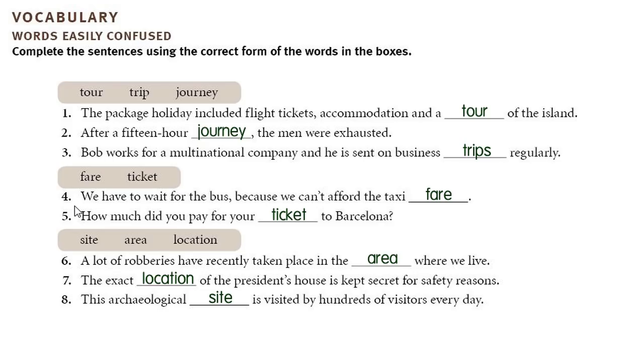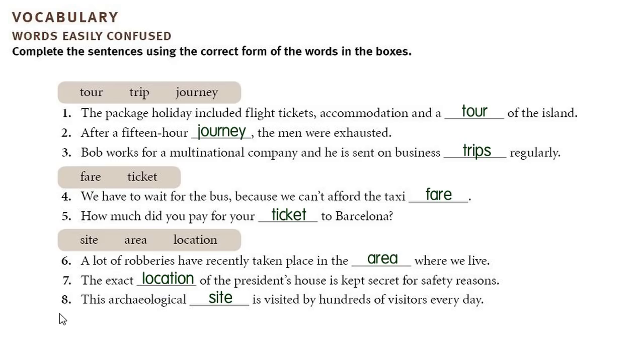Number 4. We have to wait for the bus because we can't afford the taxi fare. Fare يعني أجرة التاكسي. Number 5. How much did you pay for your ticket to Barcelona? الآن ticket هي التذكرة. Number 6. A lot of robberies have recently taken place in the area where we live. Area منطقة. Number 7. The exact location of the president's house is kept secret for safety reasons.